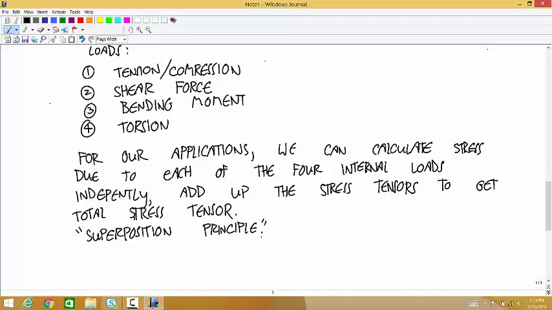All right, so before we can calculate those stresses, we have to know how to calculate those internal loads.